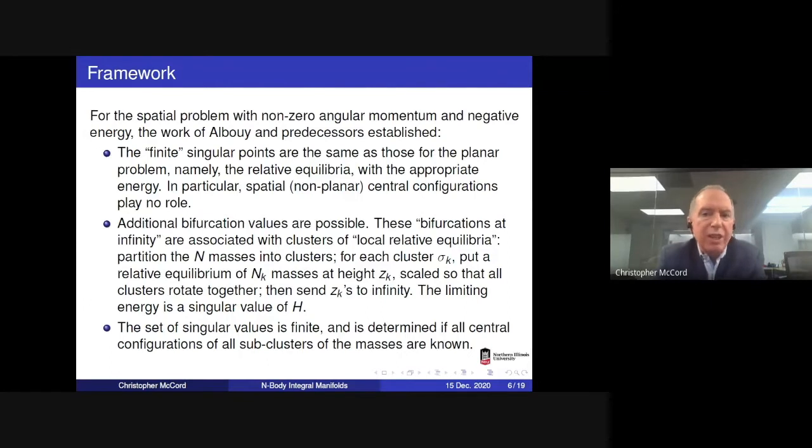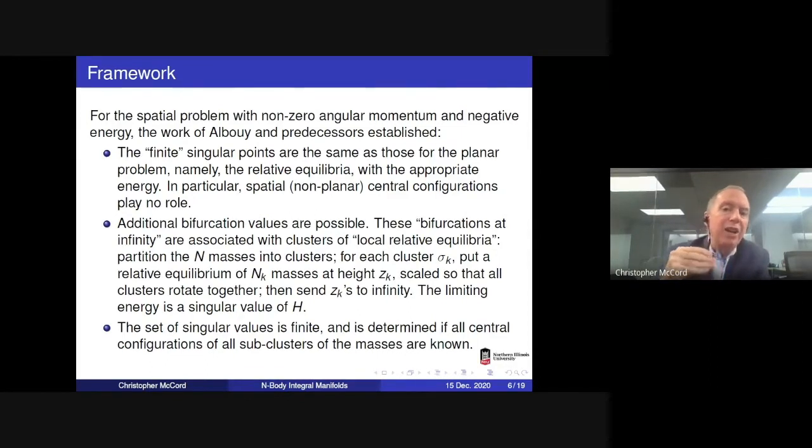The spatial problem, though, presents several interesting features, which really Alain's 1993 work brings into sharp focus. There are finite singular values, finite in the sense of associated with a critical point of the energy function on the angular momentum manifold. These are associated with relative equilibria. In particular, you might have thought that since the relative equilibria associated with the planar central configurations determine the bifurcations of the planar manifold, the spatial central configurations play a role in the bifurcations of the spatial manifold. They do not. It's only the planar central configurations and the associated relative equilibria that determine the finite bifurcation points.